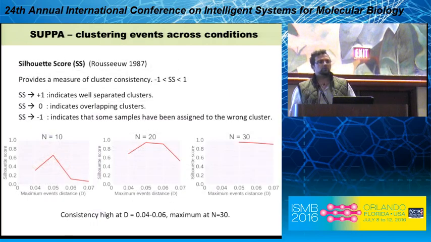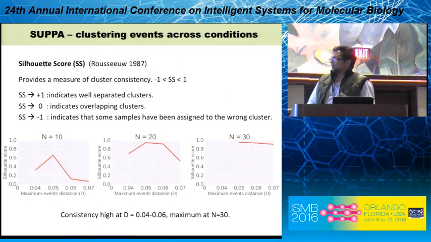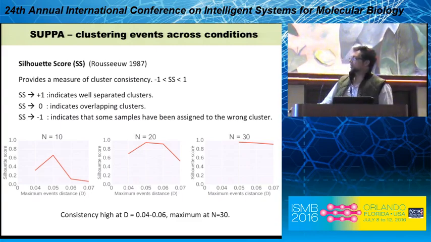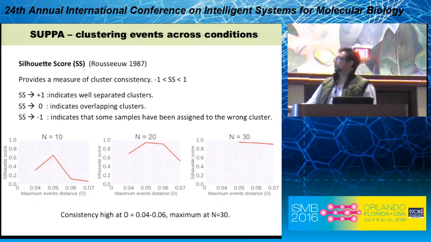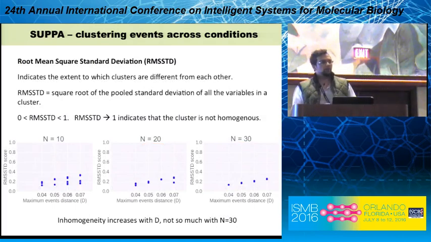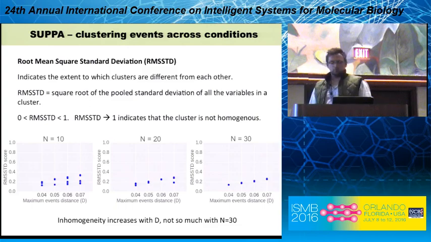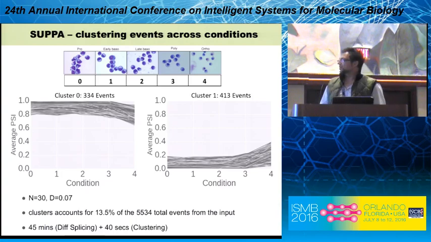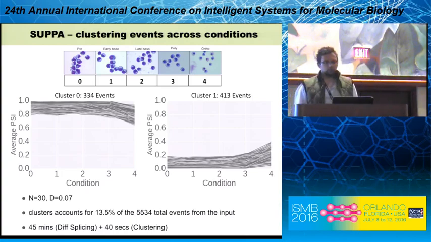And we use two internal measures of cluster consistency that have nothing to do with the biological problem that you are dealing with. One is the silhouette score, I'll skip over this quickly, and the other is the root mean squared standard deviation. That will tell you basically whether, with the parameters that you're using, your clusters are reasonably well formed. So, using this data from Pimentel et al., we generated these two clusters. That's an example of what you can do with SUPPA nowadays.